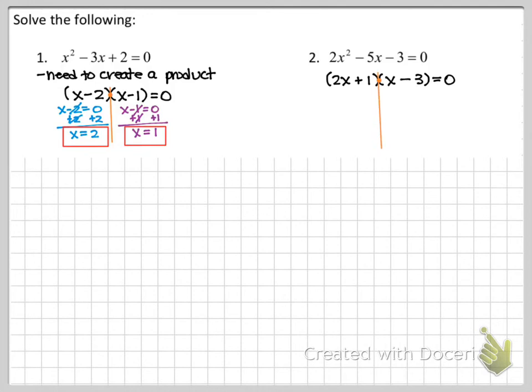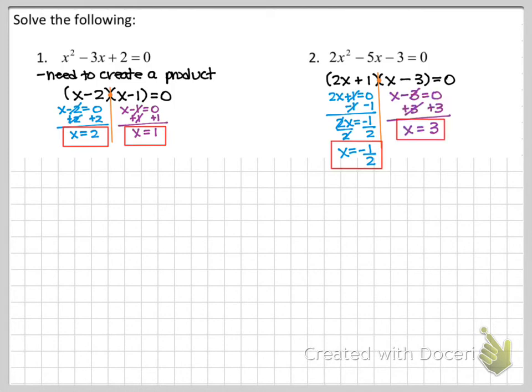Now figure out the possibilities for x. So there's my first possibility. Set 2x plus 1 equals 0, and then I solved for x. But that's not the only possibility. See if you can find the second one.